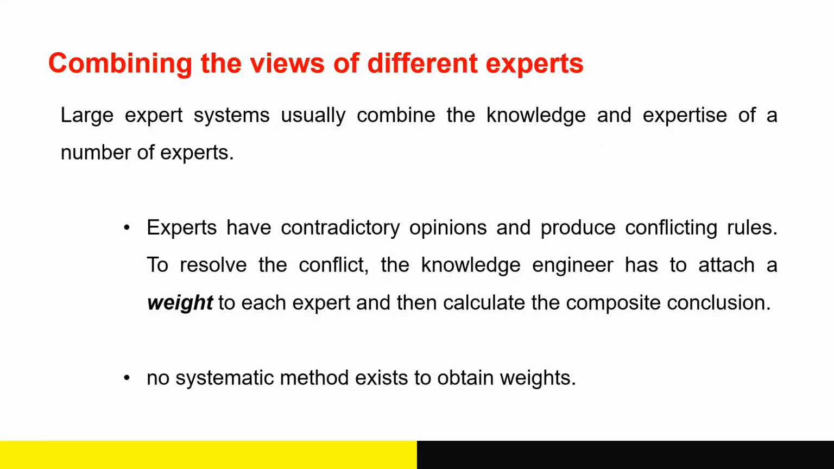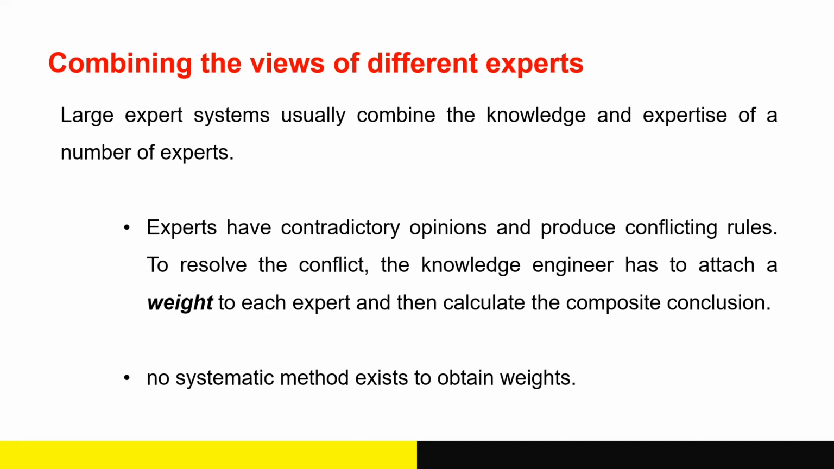Combining the views of different experts. Large expert systems usually combine the knowledge and expertise of a number of experts. However, experts have contradictory opinions and produce conflicting rules. To resolve the conflict, the knowledge engineer has to attach a weight to each expert and then calculate the composite conclusion. So, this weight refers to the degree of confidence. The experts with higher weights are given more weight in the decision-making process.